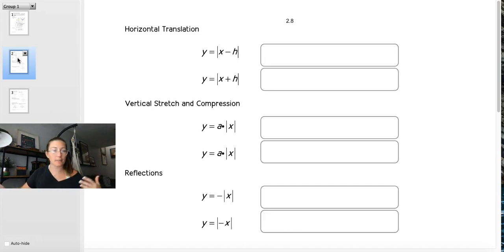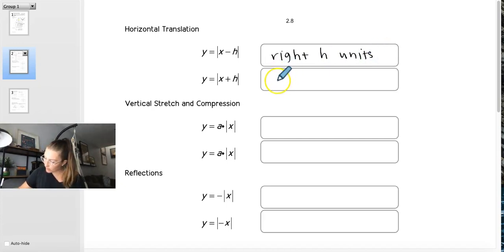All right, now we're going to talk about our horizontal. So this is everything on the inside of the absolute values is going to be horizontal. And it's going to be the opposite of what I think. So inside, opposite of what I think, inside, horizontal. So minus h, I'm thinking left, right? Minus would go left, but really it's the opposite. So a minus h is going to go right h units, and a plus would go left h units.